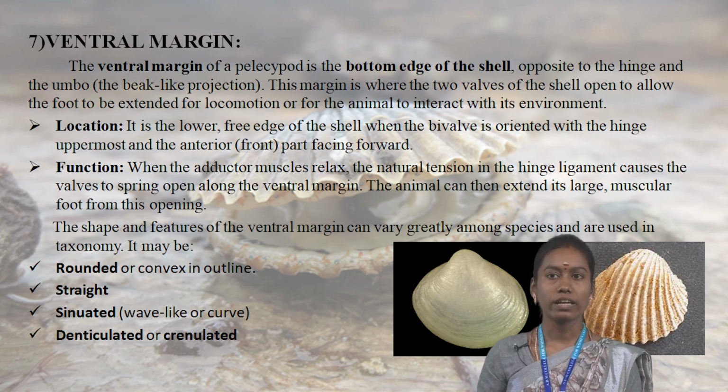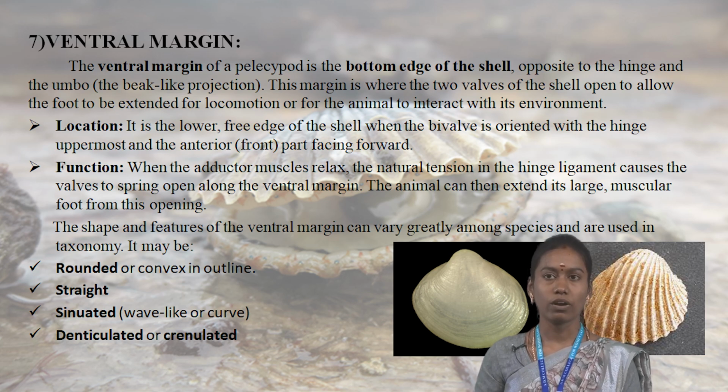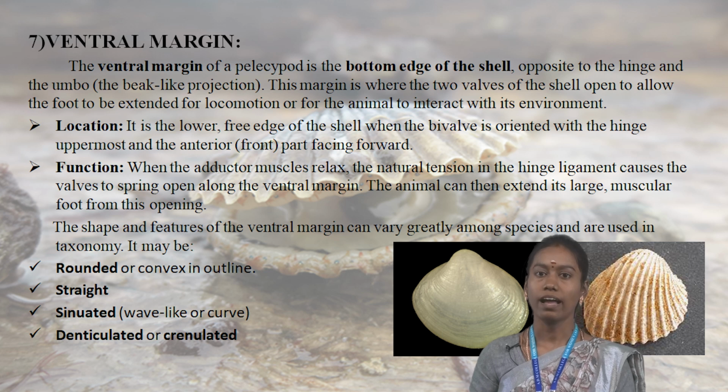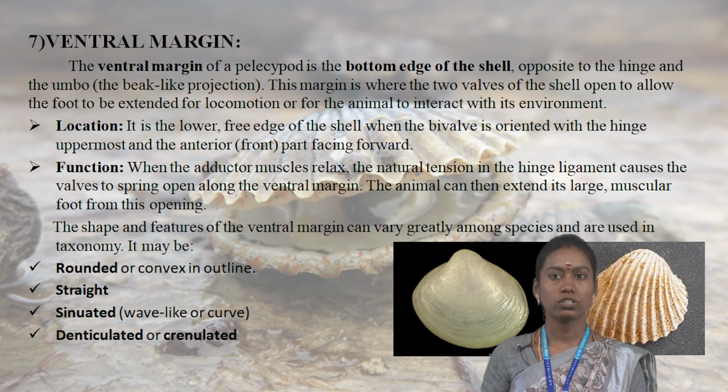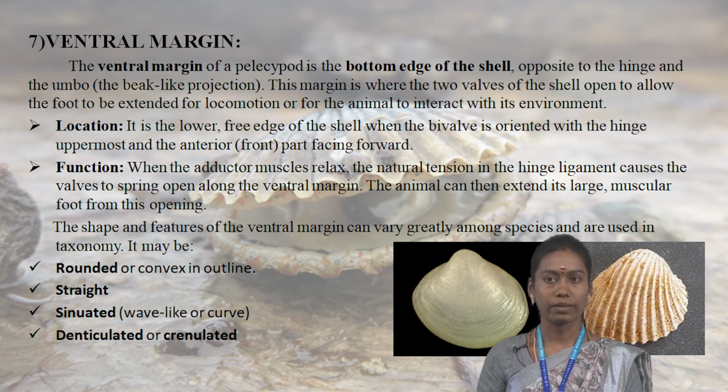It is the lower free edge of the shell, when the bivalve is oriented with the hinge uppermost and the anterior part facing forward. Then what is the function of the ventral margin? When the adductor muscles relax, the natural tension in the hinge ligament causes the valves to spring open along the ventral margin. The animal can then extend its large muscular foot from this opening. The shape and features of the ventral margin can vary greatly among species and are used in taxonomy.